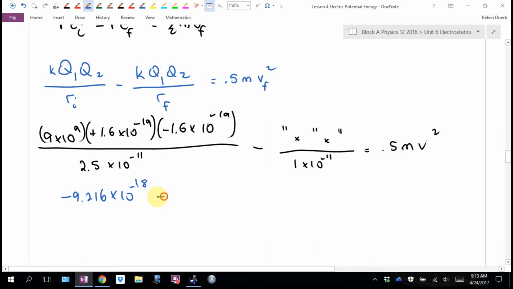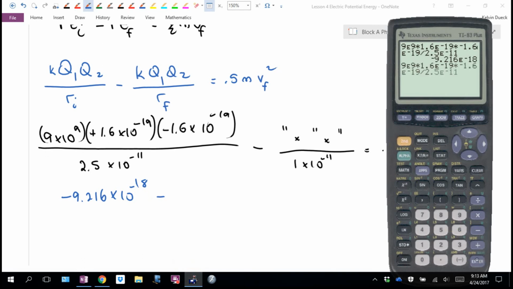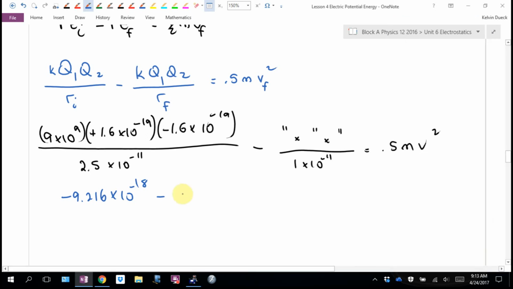But let's see. Minus. Now, I'm going to backspace and edit, and all I need to change is the 2.5 to a 1.0. And I get negative 2.304 times 10 to the negative 17. That equals a half mv squared.